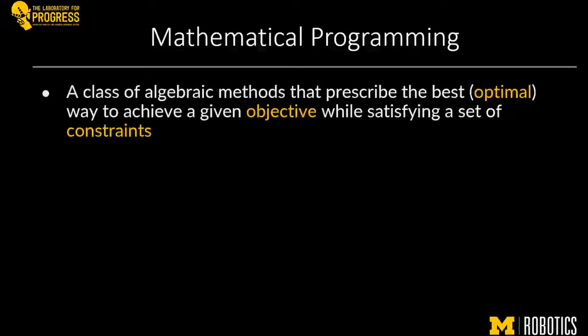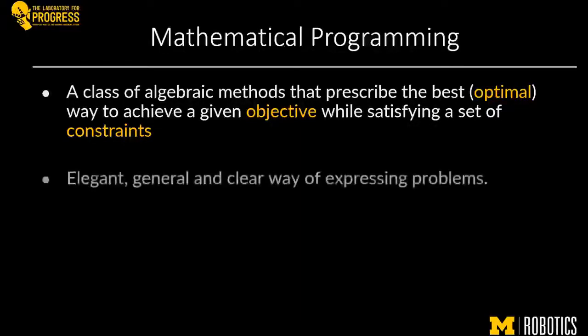A mathematical program is basically a class of algebraic methods that prescribe the best way to achieve a given objective while satisfying a set of constraints. A mathematical program is a very elegant, general, and clear way of expressing problems. People who do state estimation in robotics might not agree with me and would probably argue in favor of factor graphs or some other form of graphical model. But I think mathematical programs are much clearer, because with them there is no ambiguity. You know exactly what the variables are and what the constraints are working towards. With factor graphs, you have to have some extra explanations, and that's too much to think about. So I like mathematical programs more.